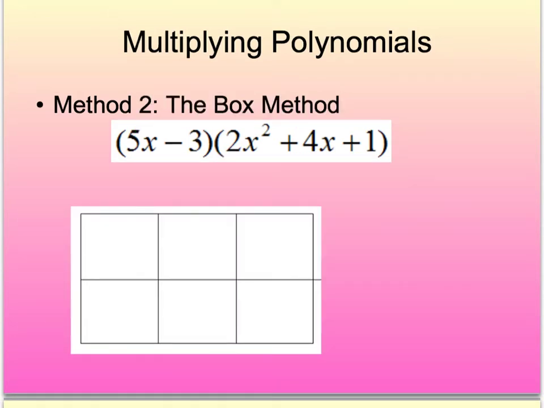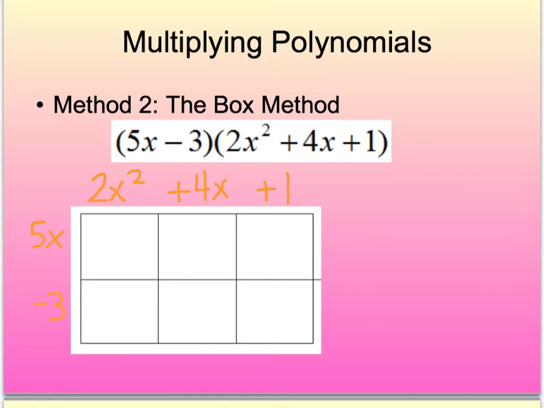Now, that same binomial multiplied by that same trinomial, we can get the product of those using the box method, just like we did with the binomial times the binomial a little while ago. The box is just a little bit bigger. For a binomial times a trinomial, we need a 2 by 3 box. And so we have to put along the left-hand side here the 5x minus 3. Along the top, we'll put our 2x squared, positive 4x, and positive 1. And remember, to fill the box up, we're going to be doing multiplication, so exponents are going to change.